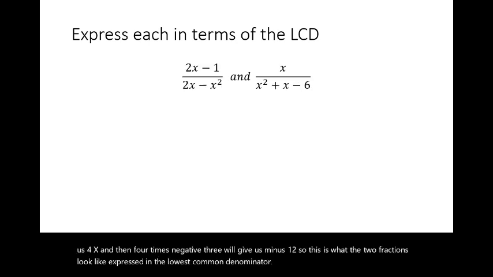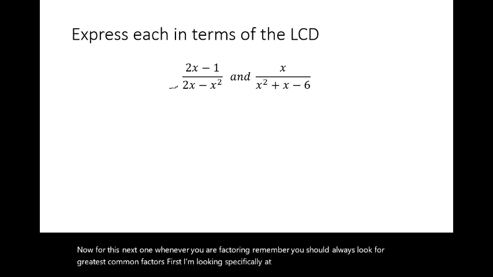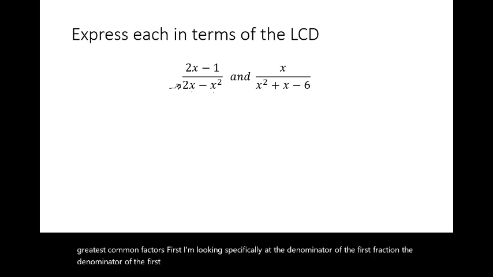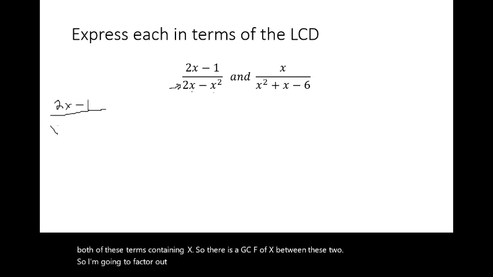Now for this next one, whenever you are factoring, remember you should always look for greatest common factors first. I'm looking specifically at the denominator of the first fraction. Both of these terms contain an x, so there is a GCF of x between these two. So I'm going to factor out that GCF, so when I factor an x out, I am left with 2 minus x.